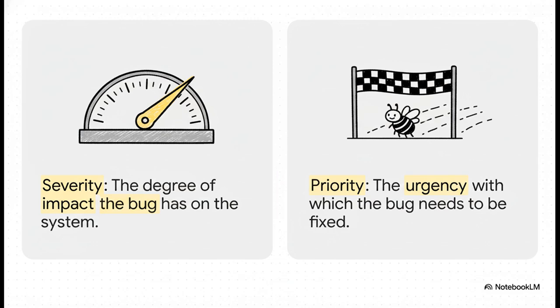Okay, so once a bug is reported, it gets reviewed. And that process involves two super important ideas that people mix up all the time: severity and priority. So severity asks, how badly does this bug break things? It's all about impact. But priority asks, how quickly do we need to fix this? That's all about urgency and business needs.